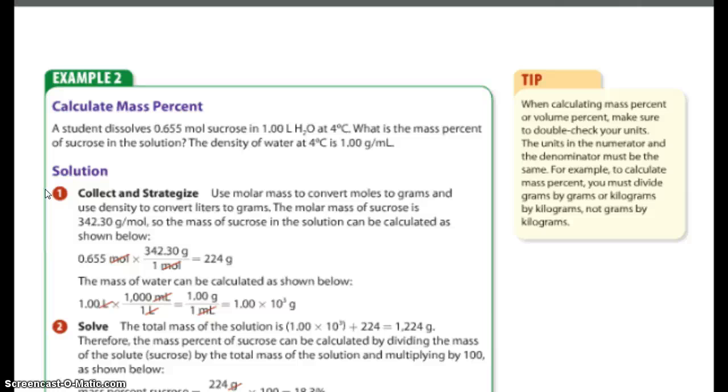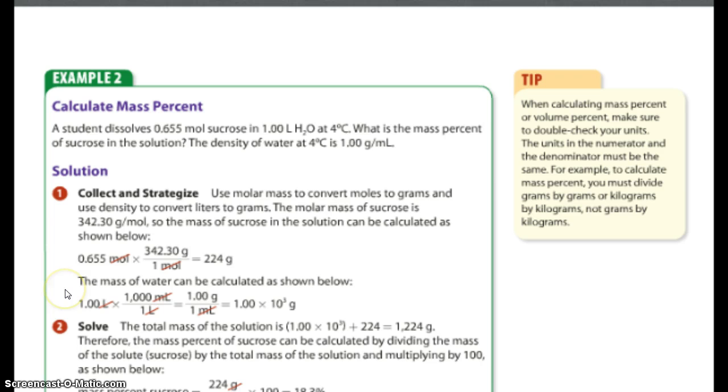The molar mass of sucrose is 342.3 grams per mole, so they got that from the periodic table. So the mass of sucrose in the solution can be calculated as shown below. We know that we started with 0.655 moles, put moles on the bottom of the next fraction, because 1 mole is equal to 342.3 grams of sucrose, which gives us a total of 224 grams of sucrose.